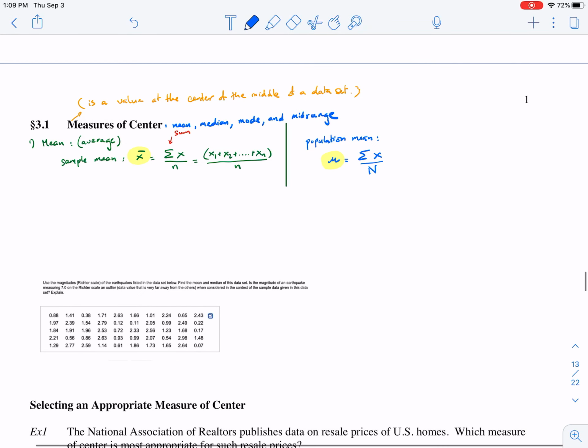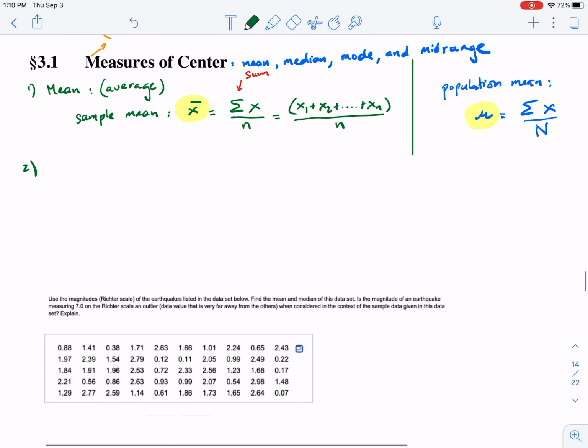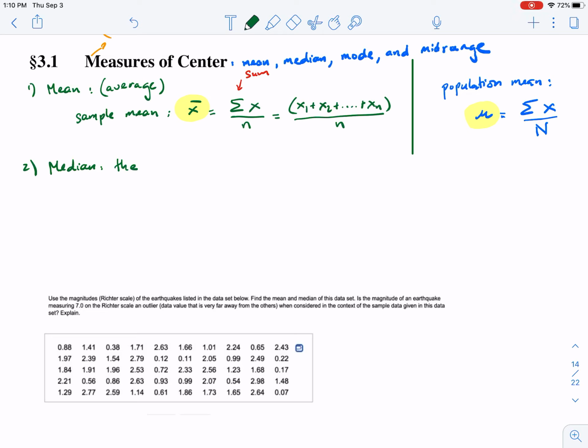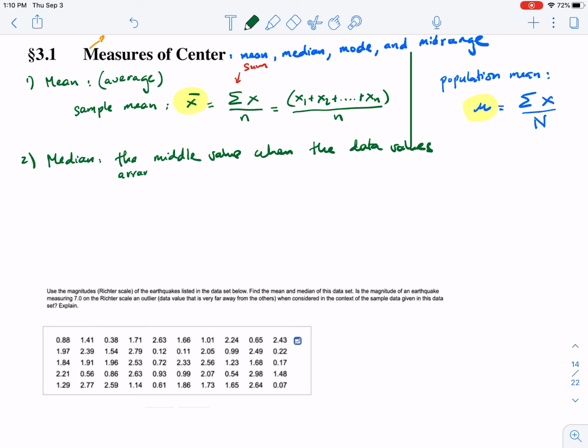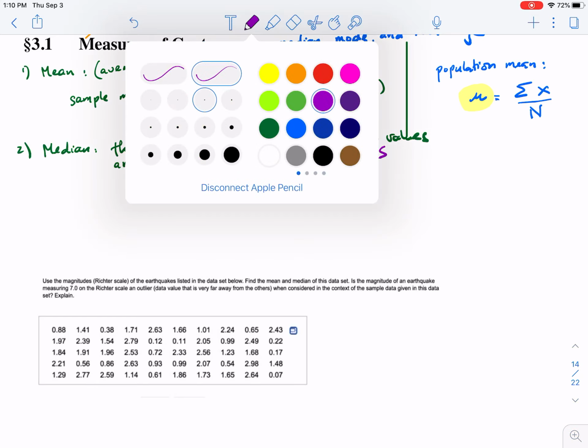Okay. The second measure of center is median. Just like the word median, right in the middle, right? So this is the median. Sorry, let me just go ahead and erase this here. This is the middle value when the data values are arranged in order, meaning we take the data set and we arrange that data set and we look at the middle value. For example, if we have 1, 1, 3, 4, 5, then the median would be the 3 here. All right, so that's the median.